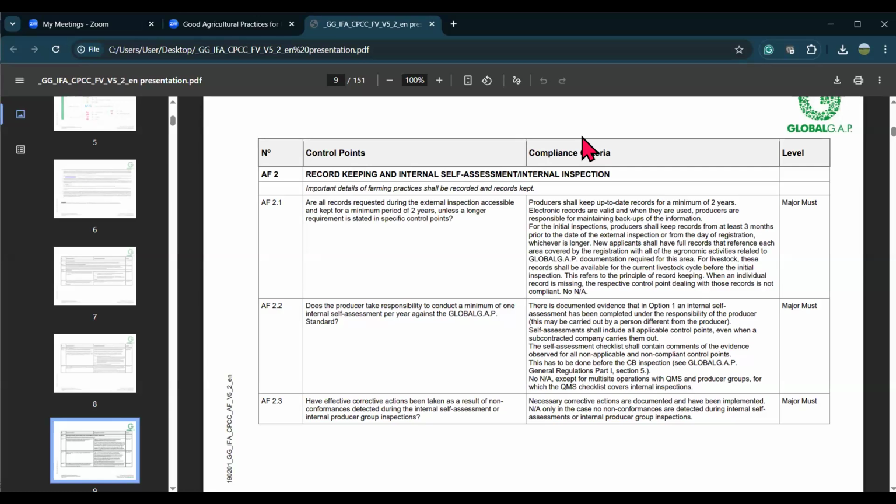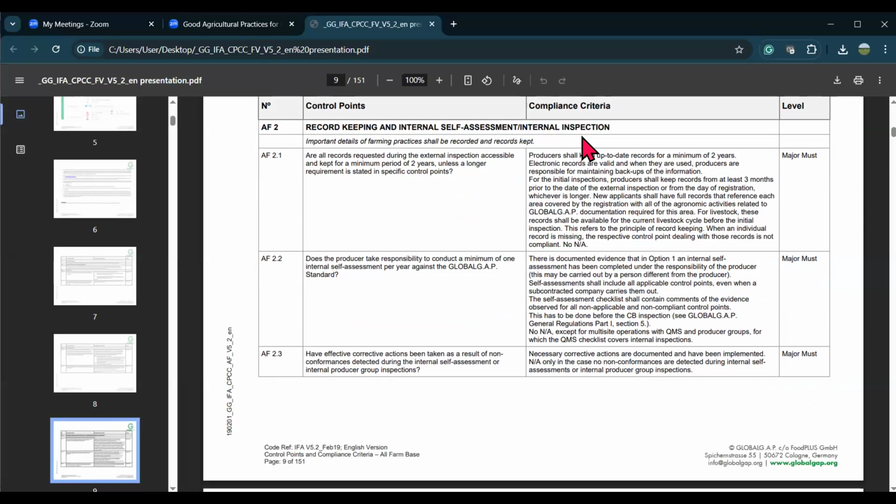When it comes to multiple producers, the documentation procedure might be quite different when it comes to having the QMS done, right? So these are some of the things that are supposed to be known and done when it comes to having that document already.